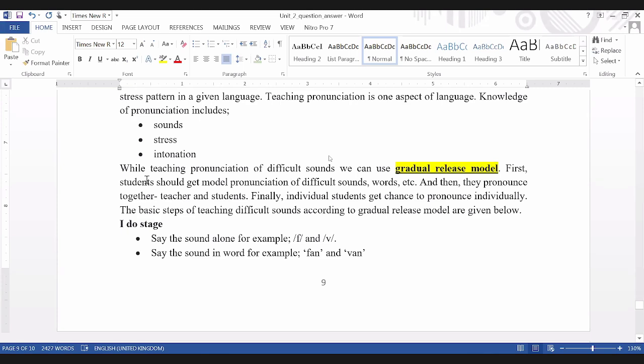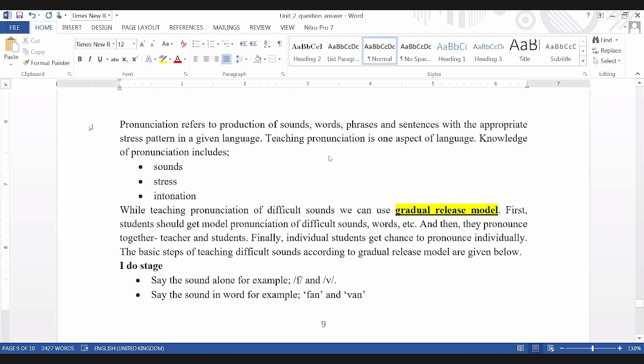Example, so what exactly is pronunciation? Pronunciation refers to the production of sounds, words, phrases, and sentences with the appropriate stress pattern in a given language. With appropriate stress pattern, we produce sounds of English words, phrases, and sentences in English. So this is the production.